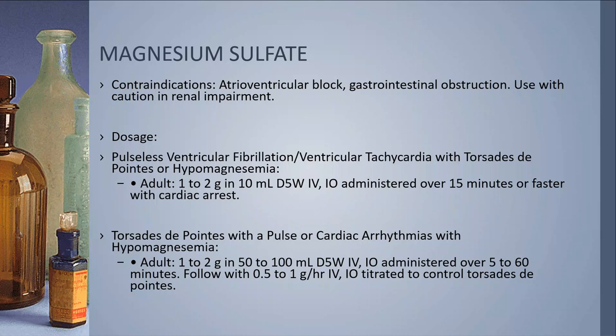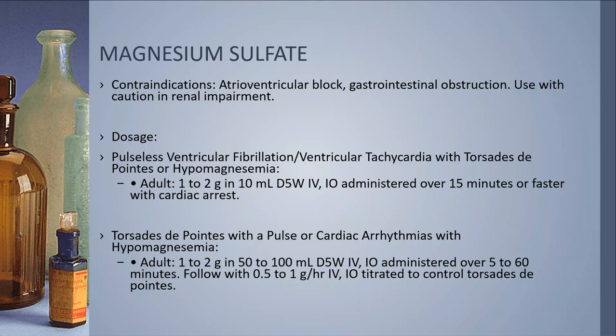Again, I want you to know this for both your cardiac as well as your status asthmaticus. Basically, if we've got VFib, pulseless VFib, or torsades, we're going to give them 1 to 2 grams in 10 milliliters of D5, and we're going to give that over about 15 minutes. Now, the slide says faster with cardiac arrest, and we can get that in a little bit faster because the patient is dead. There's not a lot that we're going to be able to do for them.